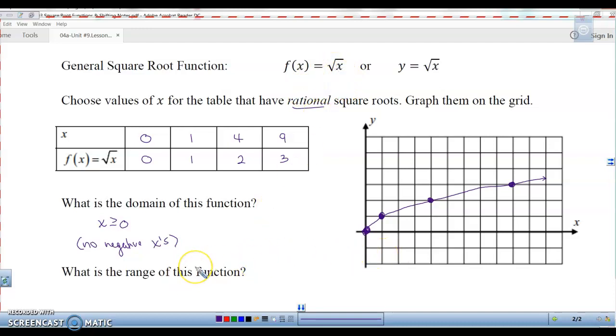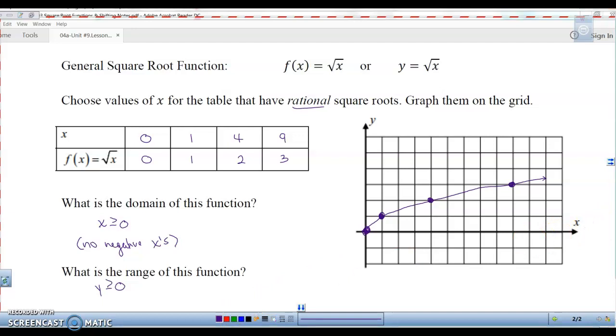Okay, now what is the range of this function? Well, if you're taking the square root of a positive number, what kind of answer are you going to get? You're going to get a positive answer. So the range of this function, the y values, are also going to be greater than or equal to 0.